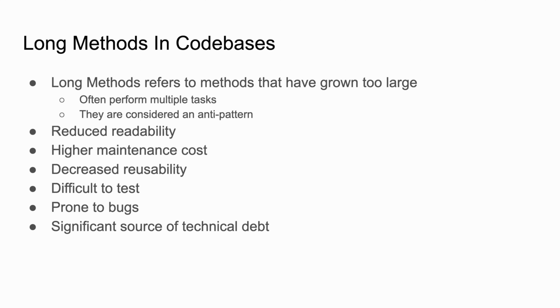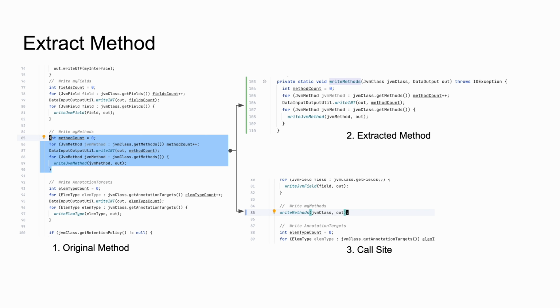Long methods refer to methods or functions that have grown too large over time. They often perform multiple tasks and they are considered an anti-pattern in software engineering. Some problems that long methods introduce are reduced readability, higher maintenance cost, and decreased reusability. Long methods are difficult to test, they are prone to bugs, and they represent a significant source of technical debt.